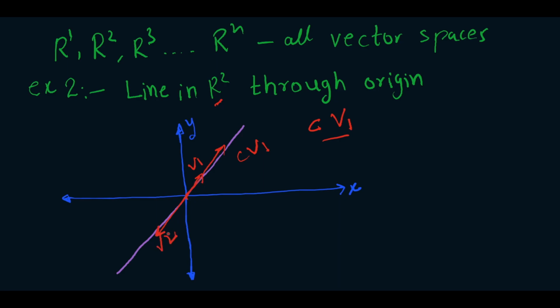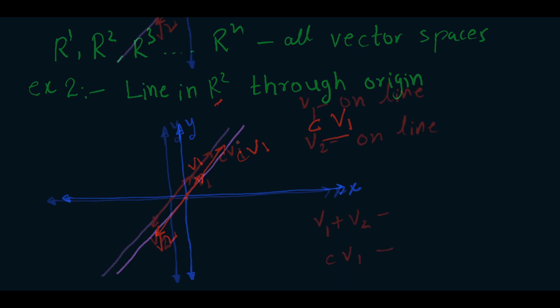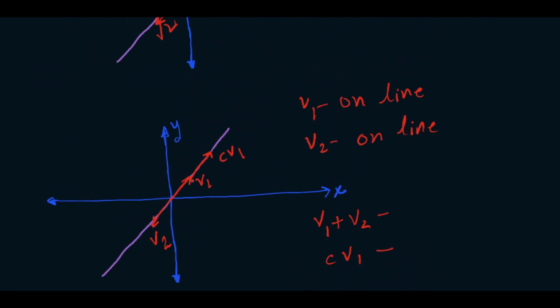Now this vector is also on the line. Now you can add these two vectors and you can get a vector on the same line. For example, here v1 is on the line, v2 is also on the line. So v1 plus v2 is also on the line, and c v1 is also on the line. So this line is a vector space. Now consider if our c was 0, then we would have got 0.